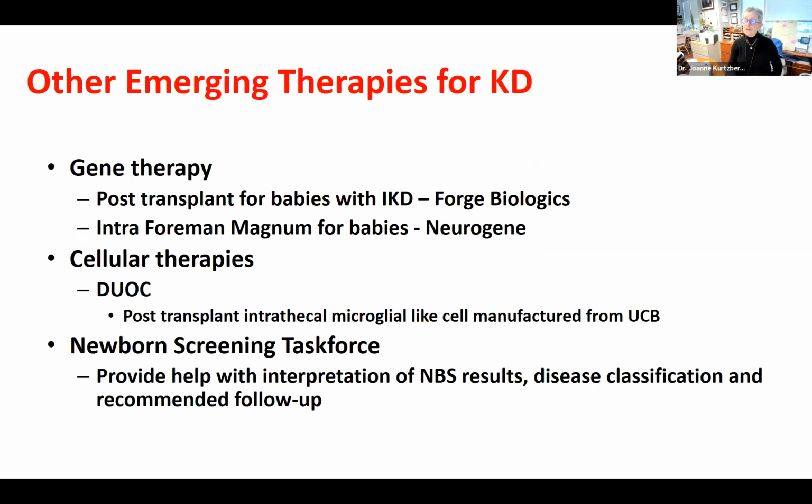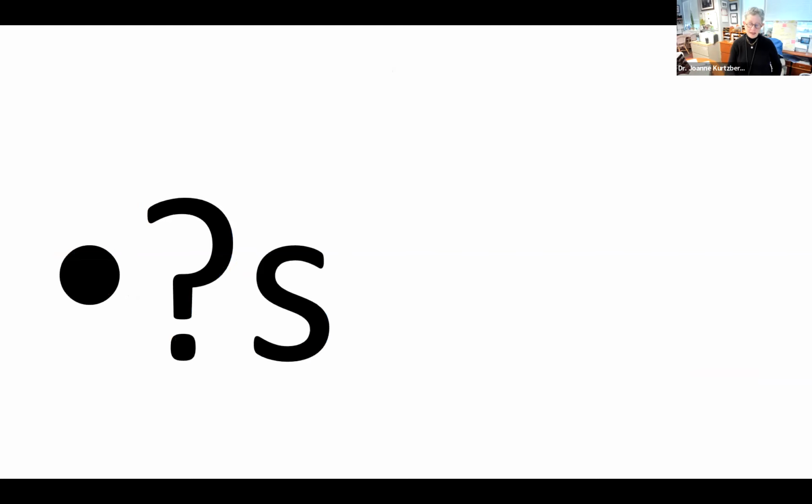Other emerging therapies for Krabbe disease are gene therapy, which is being explored by Forge Biologics in babies post-transplant with infantile Krabbe disease, and intra-cisterna magna therapy, which is planned by Neurogene. At Duke, we're looking at cellular therapies, which may augment transplant, a cell called DUOC. And it's been mentioned, but I want to say again, there's a newborn screening task force that's been developed to help with interpretation of newborn screening results, disease classification, and recommended follow-up.